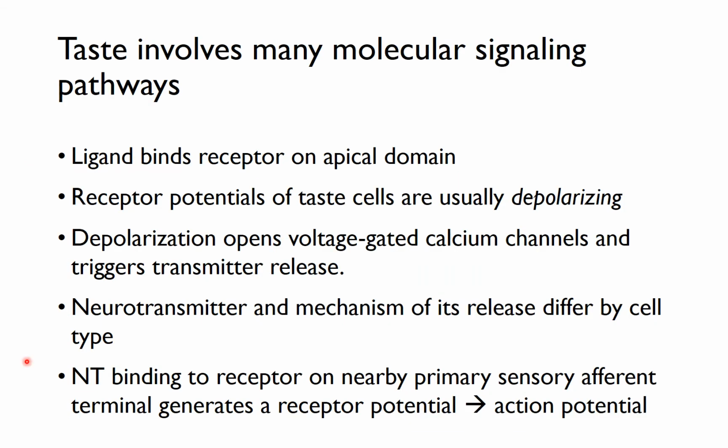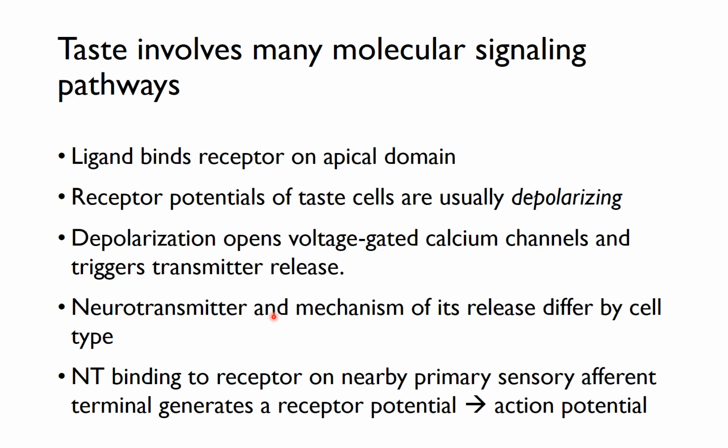Now, as you saw in the previous graphic, there are a lot of intracellular signaling cascades that are involved in this process. This is broken down here into the basic components. It starts with a ligand binding a receptor on the apical domain. However, in the case of sour or salty, or hydrogen and sodium, that would influx through their sodium or hydrogen ion channels. That will trigger a change in receptor potential in the taste cells, and these are usually depolarizing electrical changes. That depolarization triggers voltage-gated calcium channels. Voltage-gated calcium channels open when there's a change in voltage, and that is induced by the depolarization. That triggers the transmitter release.